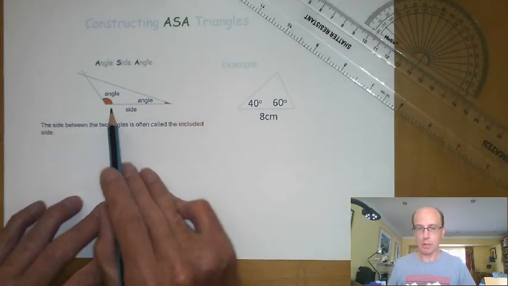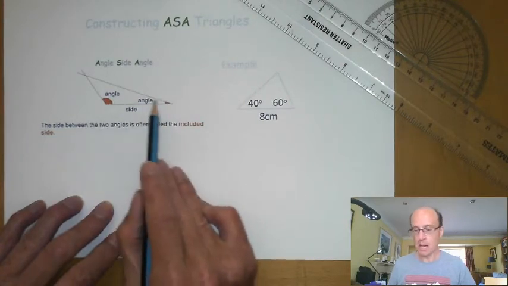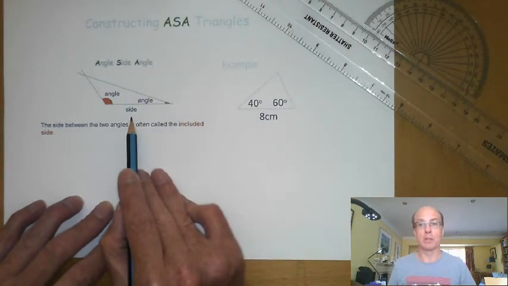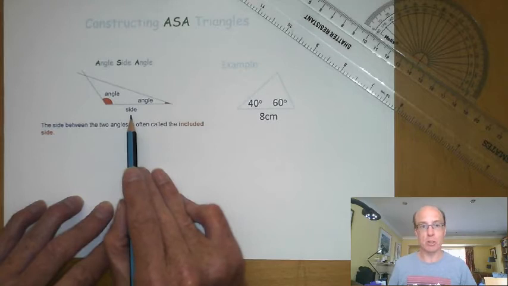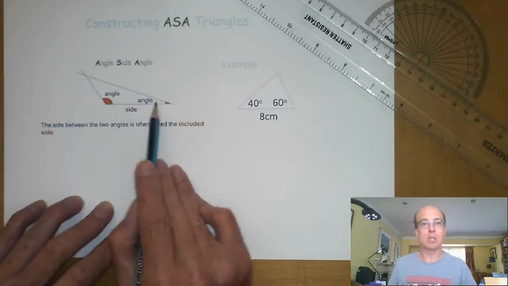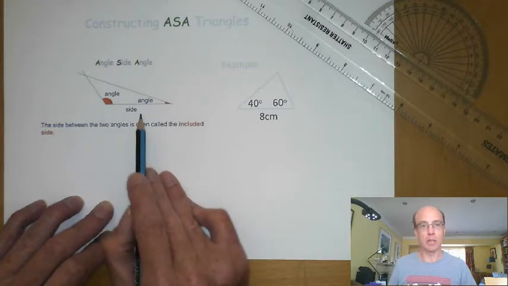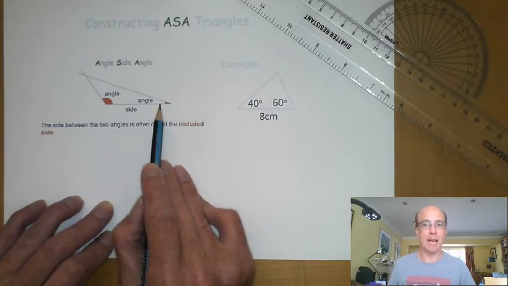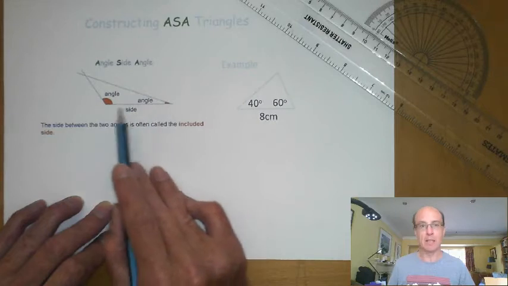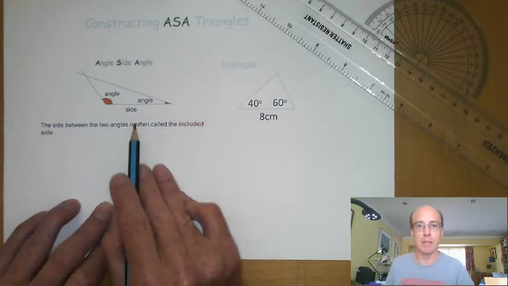So we've got a triangle where we know two angles and we know one side, and importantly that the side sits between the two angles that we know. So we've got an angle, side, angle, so we call it ASA. ASA, angle, side, angle. Okay.